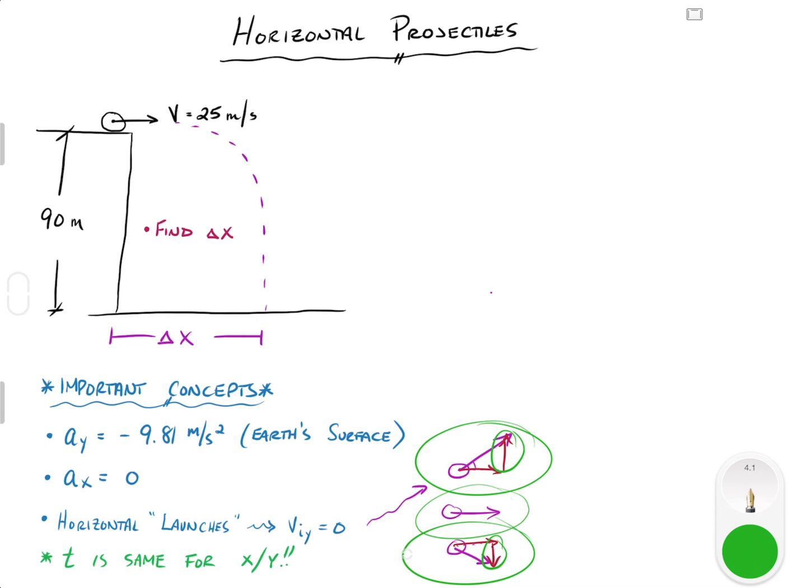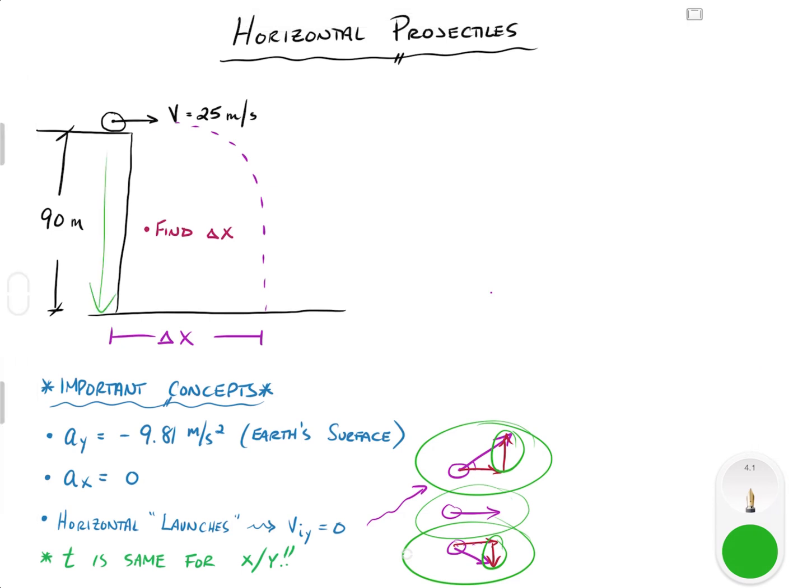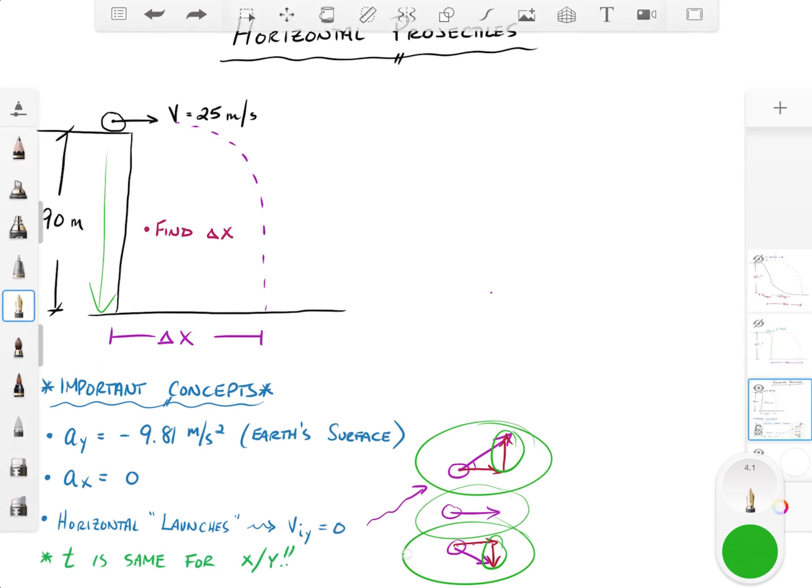And lastly, the time, since this is one event, is always going to be the same for both the x and the y. If it takes this cannon 7 seconds to follow that path, well, it took 7 seconds to drop 90 meters, but also 7 seconds to travel out whatever horizontal distance it ends up traveling.